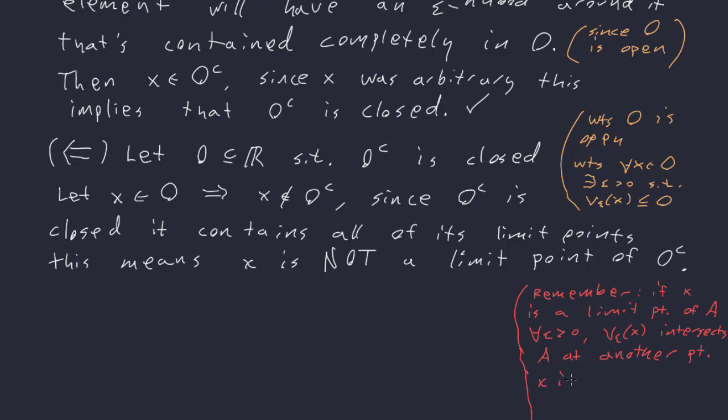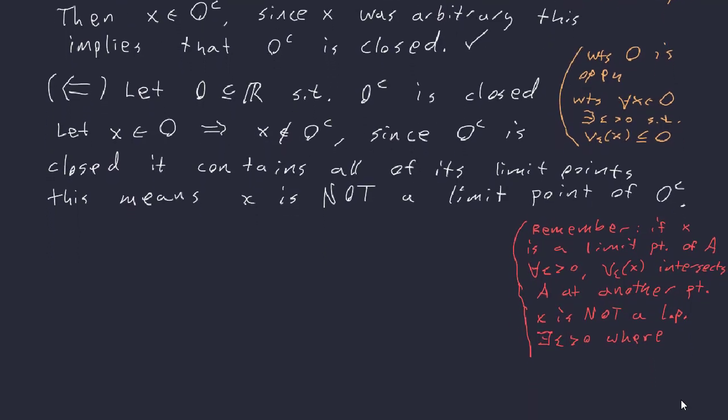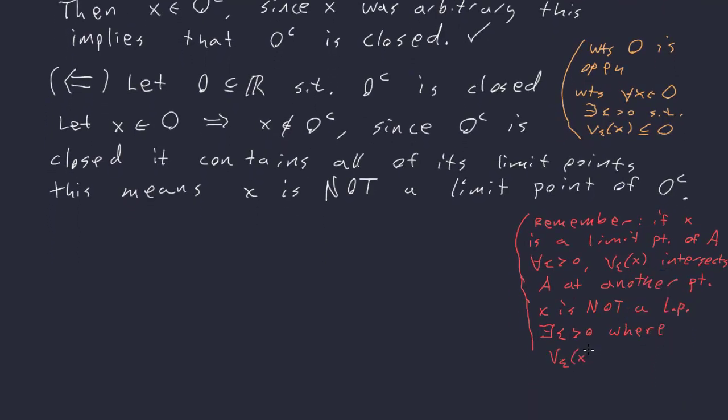So if x is not a limit point, I'll just say LP, then there exists an epsilon where V epsilon does not intersect A at another point. Okay, in other words, where V epsilon of x contains no points of A. All right, and this is what we're going to use.